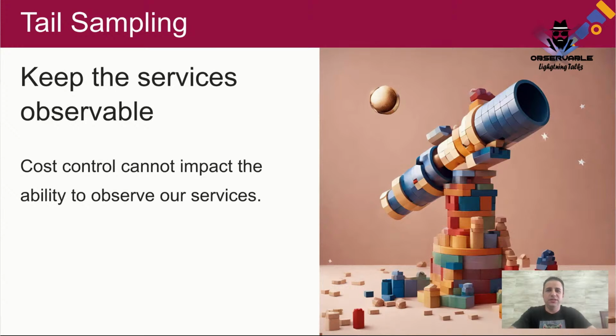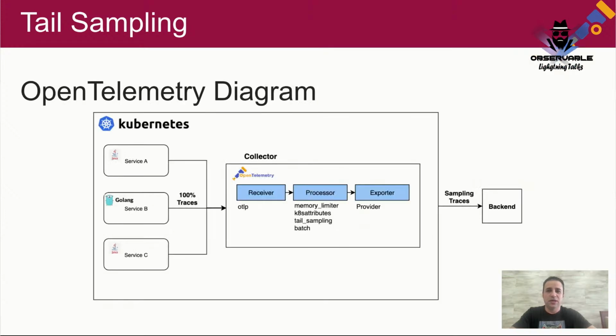And the good point about tail sampling is that you can control the cost, but this kind of control cannot impact the visibility that you need to have in your service. When problems happen, you need to have a maximum of data to analyze, to understand the problem, and provide a good solution in a short time. So these are the possibilities that tail sampling allows us to do.